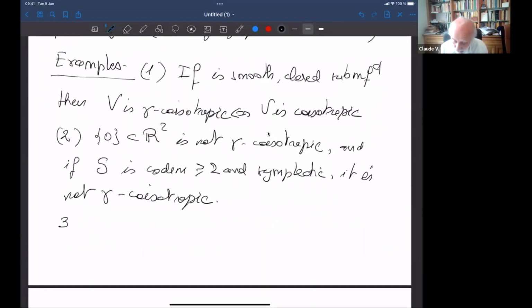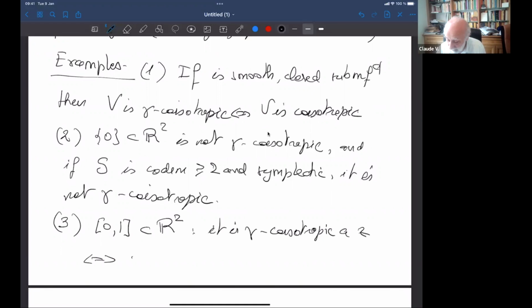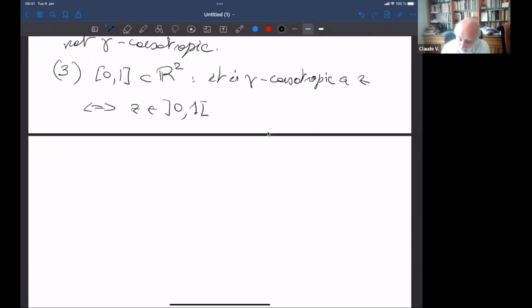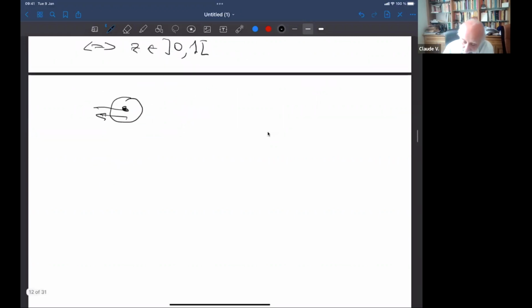And the third case, which in a way is more interesting, is you look at the unit interval [0,1] in R^2. Then this is gamma-coisotropic at Z if and only if Z belongs to the open interval. So interior points are gamma-coisotropic, but the boundary points are not. That's also not hard to see, because if you have a point on the boundary and you look at a small ball, it's easy to push this with small energy. While if you're in the middle, keeping the support in this ball, you cannot do that. Okay, so I think it's time for a theorem.